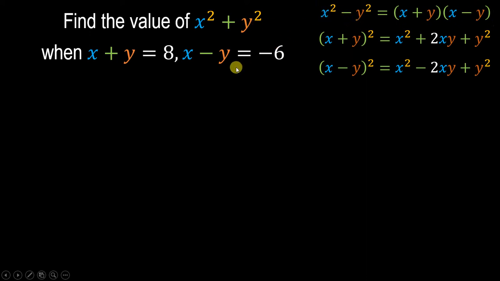In this case, whenever you are given the sum and difference and you are supposed to find the sum of squares, you have to combine these two identities.